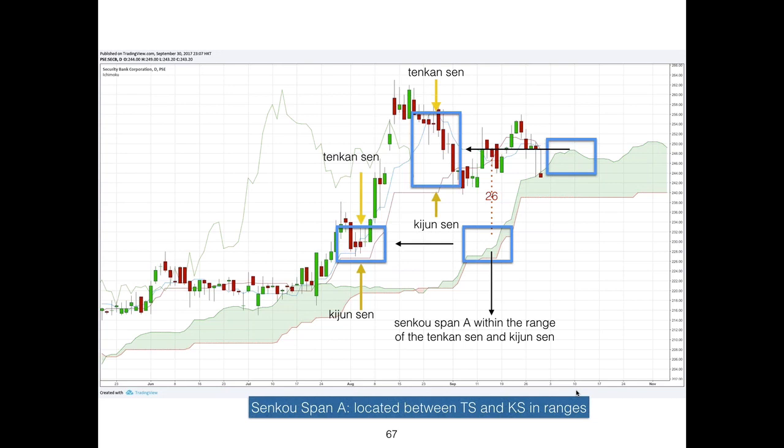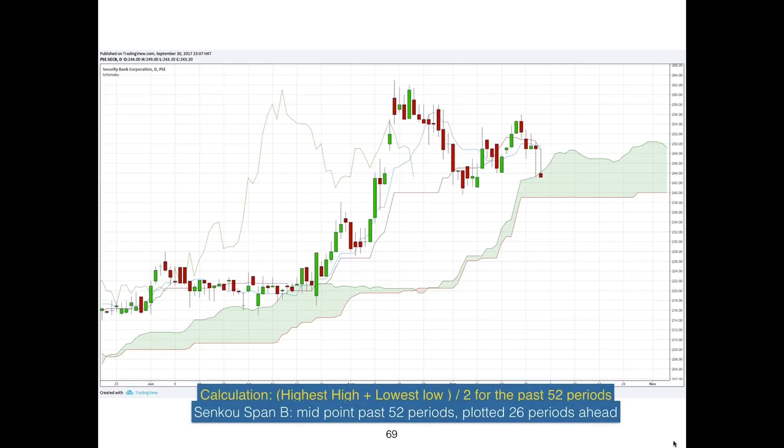While it is possible to trade off the Senkou Span A and B lines on their own, the real power of these two lines comes in the dynamics of their combination as a part of the Kumo. So let's move on to Senkou Span B.